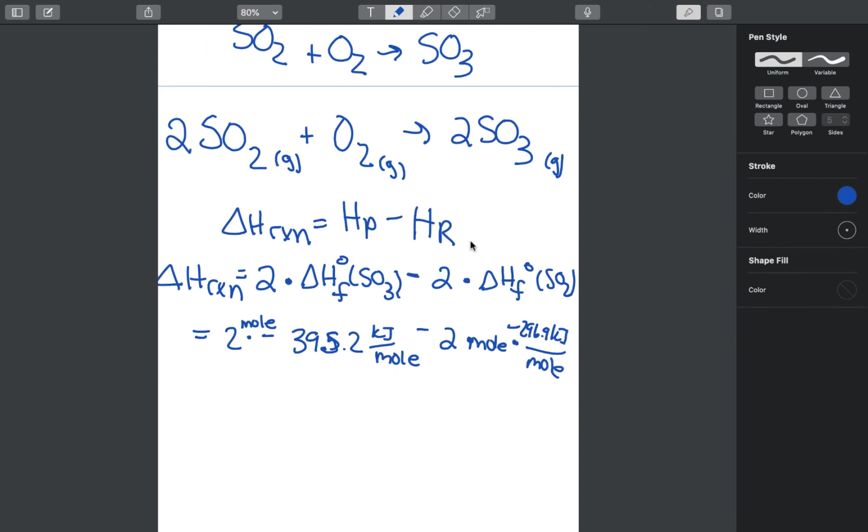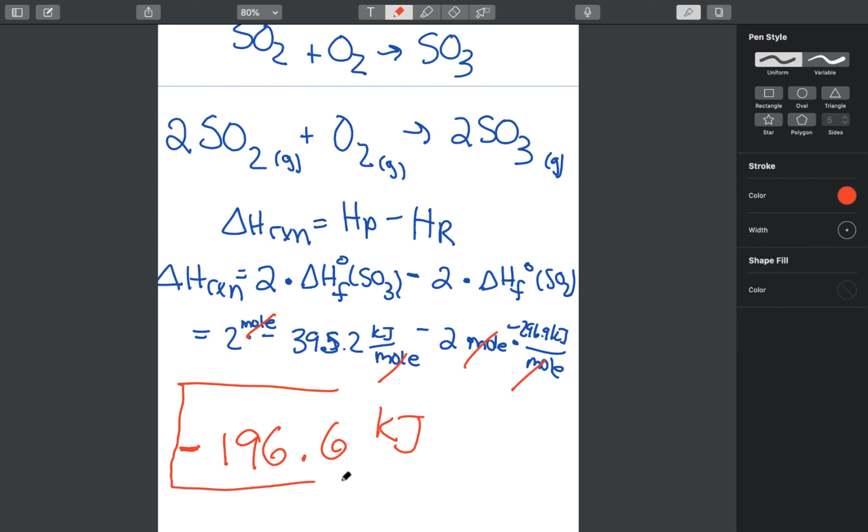So when you go through this on your calculator or do the arithmetic, you can see that moles cancel out. And when you do this on your calculator, you should get negative 196.6 kilojoules. And that will be your delta H of reaction.